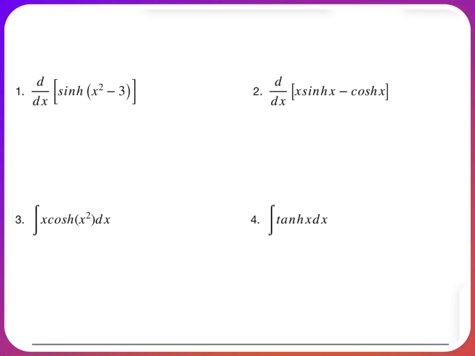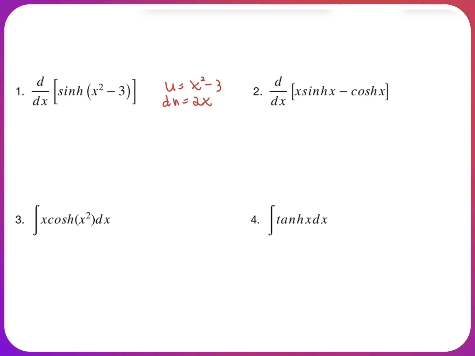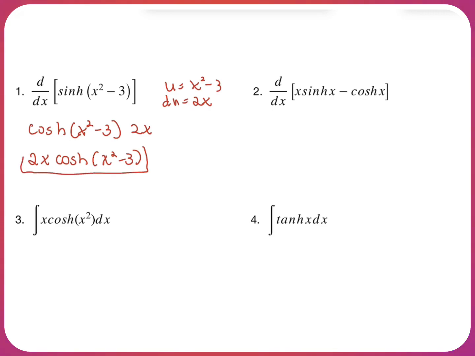Okay, so let's find the derivative and integral of some of these. We're going to find the derivative of the hyperbolic sine of x squared minus 3. So I have a chain rule, so I have an inside function. I'm going to look at what my du is. The derivative of x squared minus 3 is simply 2x. I'm going to start with the outside function. What is the derivative of hyperbolic sine, which is the hyperbolic cosine, and then we multiply that by the derivative of the inside. So we would write this as 2x times the hyperbolic cosine of x squared minus 3.